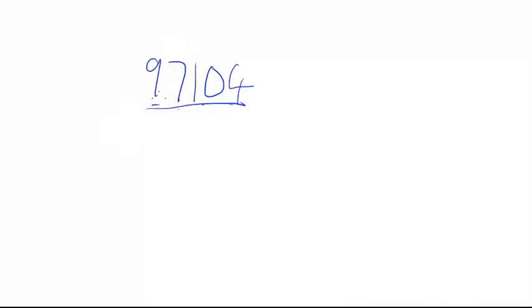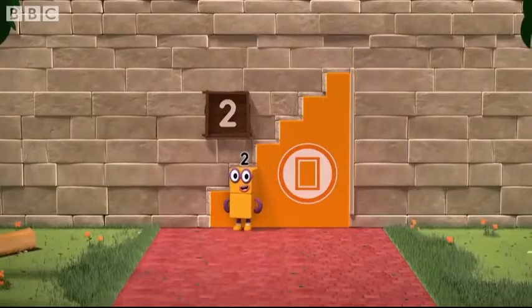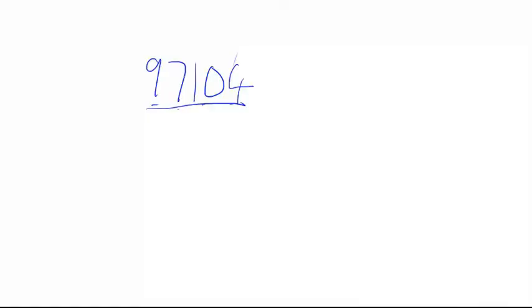For the tens and ones thing, it's just the digits. There's a 9, a 7, a 1, a 0, and a 4. Yep, next step. Step 2. Rectangles. Okay, for the rectangles part, we're going to have to factorize this thing.